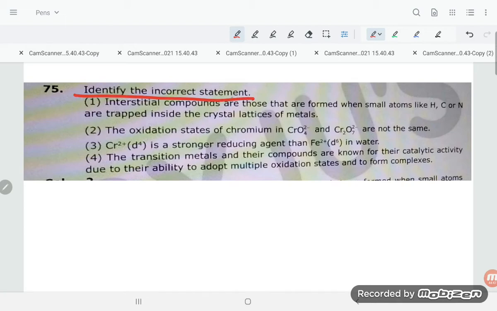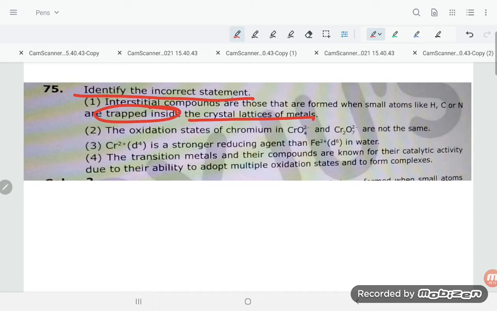Identify the incorrect statement, student. Interstitial compounds are those formed when small atoms like H, C, N are trapped inside the crystal lattice. No, when foreign particles come in, that is an impurity defect. It is not an interstitial compound, students.